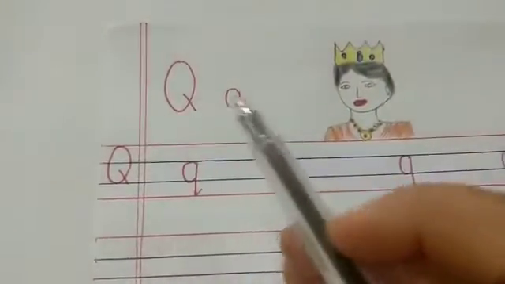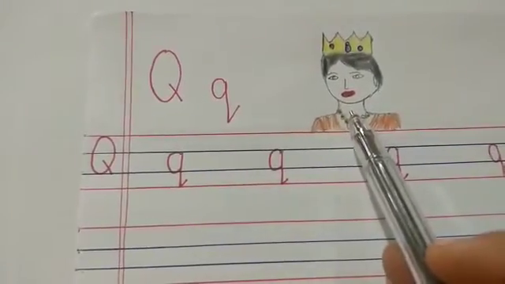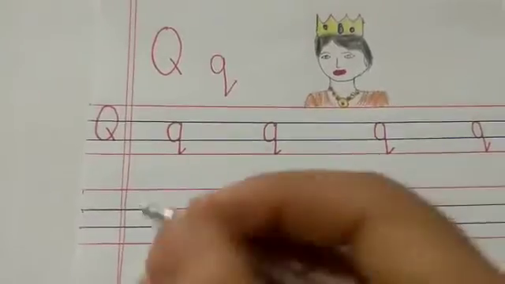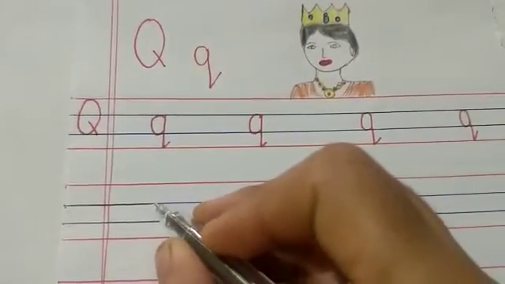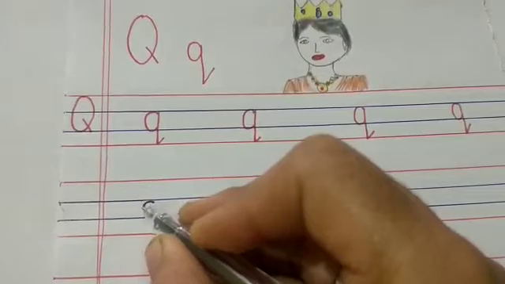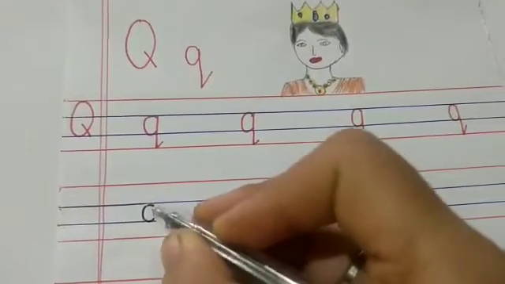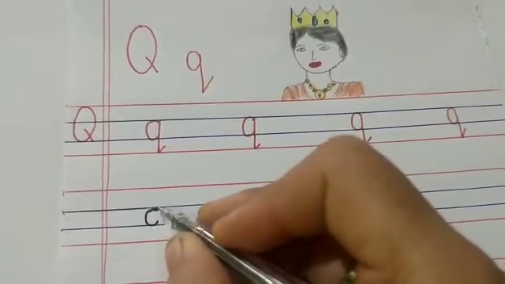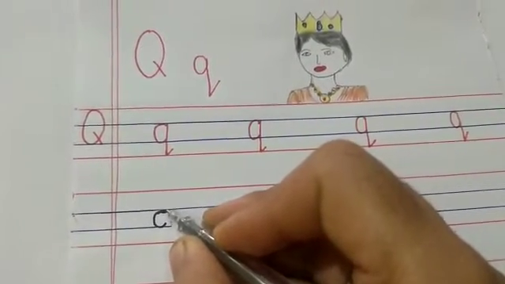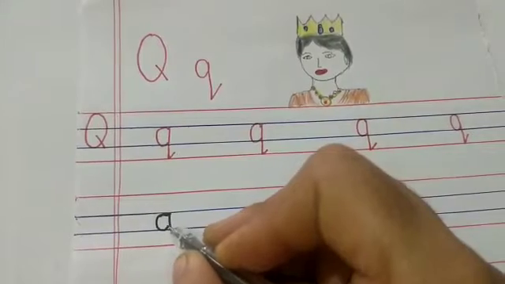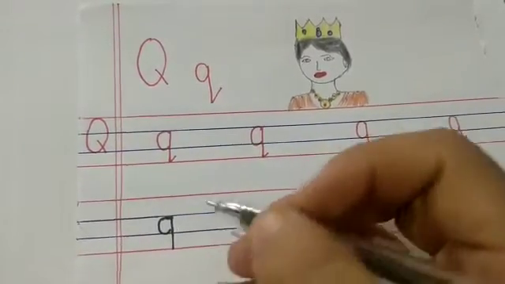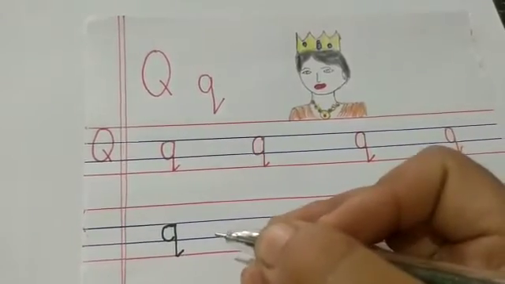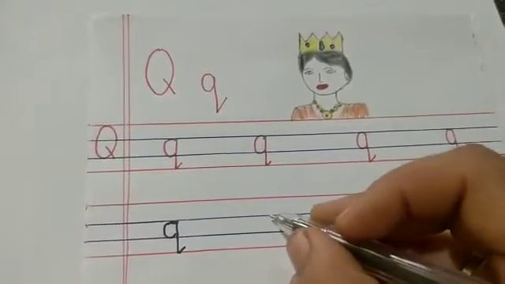So today we are going to learn how to write small q. So let's see how I am writing small q. Just we will make a small c, how we used to make. Then again we will go to the top blue line and make a standing up line and then a small tilt. Okay, this is small q.